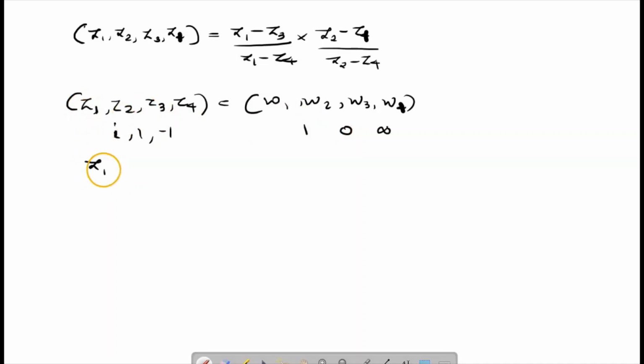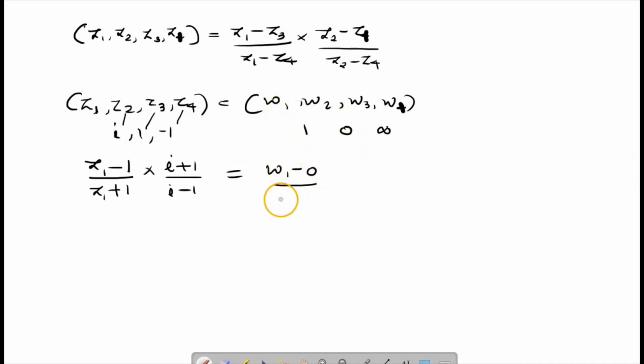That is Z1 minus Z3, where here the points are Z2, Z3 and Z4. Z3 is 1, so Z1 minus 1, divided by Z1 minus Z4. Z4 is minus 1, so plus 1, into Z2 minus Z4, that is i minus minus 1, which is i plus 1, divided by i minus 1. This is equal to W1 minus W3, which is 0, divided by W1 minus W4, which is W1 minus infinity, into W2 minus infinity, that is 1 minus infinity, divided by 1 minus 0.